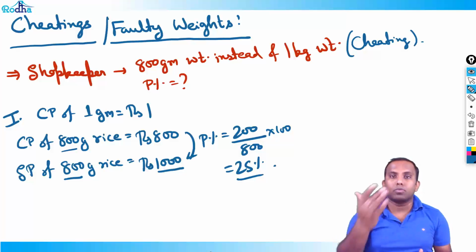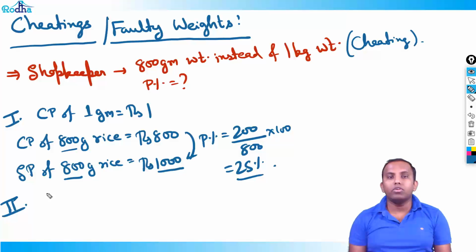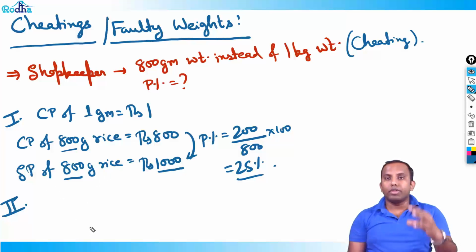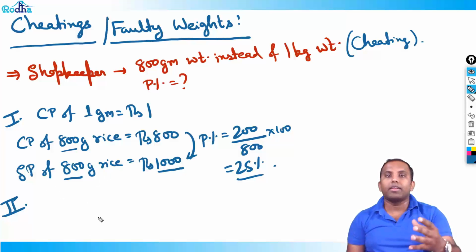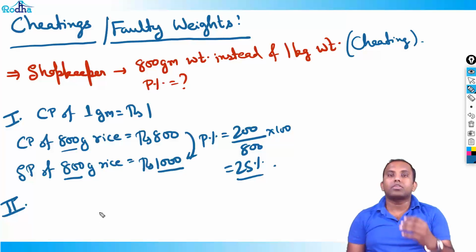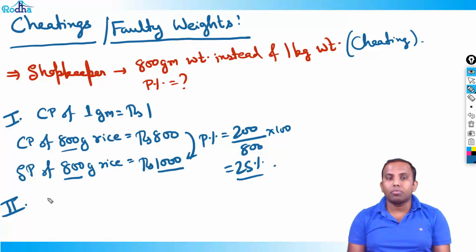So I am paying him 1000 rupees for it. That means what is the profit percentage? 25%. Second method, directly we can do. I told you earlier also. Instead of a 1 kg weight, he's using an 800 gram weight, right? That means he's making a straight away profit of 200 gram. So what is the profit percentage?